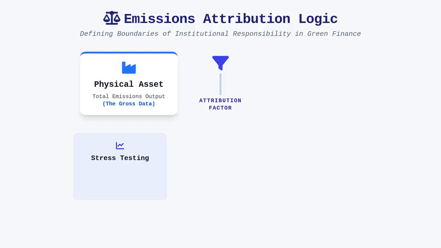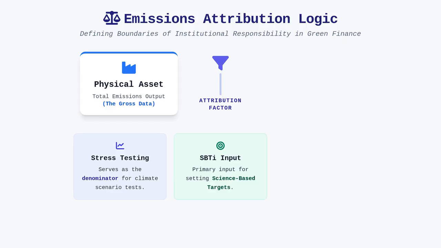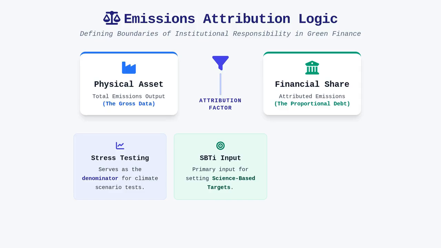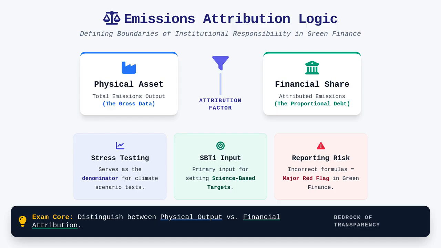These calculations serve as the denominator for future climate scenario stress tests and are the primary input for setting science-based targets. When you are analyzing these scenarios, you must be able to distinguish between physical asset emissions and the financial share attributed to the lending entity. Failure to correctly apply these formulas can lead to significant discrepancies in impact reporting, which is a major red flag in green finance. As you move forward, keep these attribution logic patterns in mind, as they form the bedrock of transparent sustainability reporting within the financial sector.